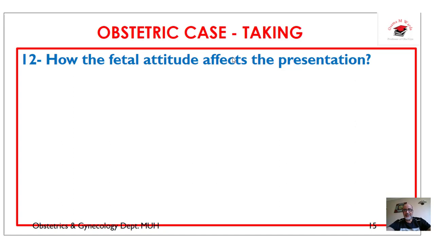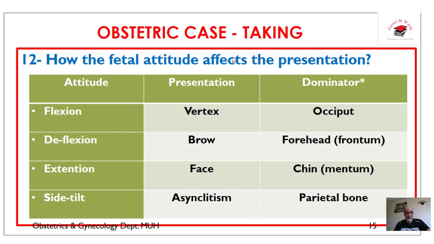How does the fetal attitude affect the presentation? We mentioned this in the previous slide. This table will answer the question. When the head is fully flexed, the vertex is the presenting part, and the presentation is vertex, and the dominator is the occiput. When it is deflexed, the presentation is brow, and the forehead or frontum is the dominator. When it is fully extended, the face is the presentation, and the mentum or chin is the dominator.